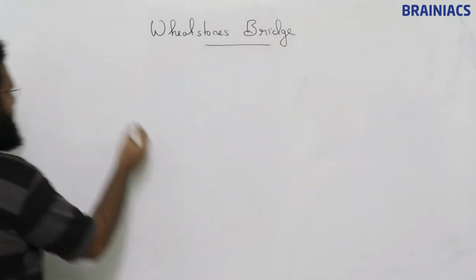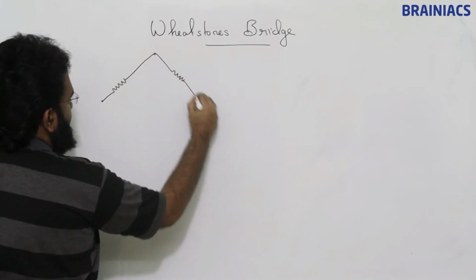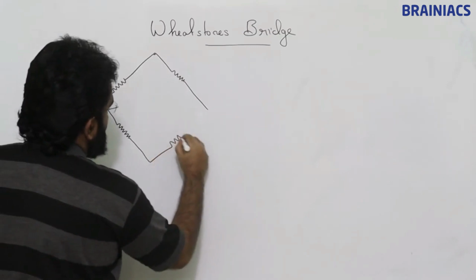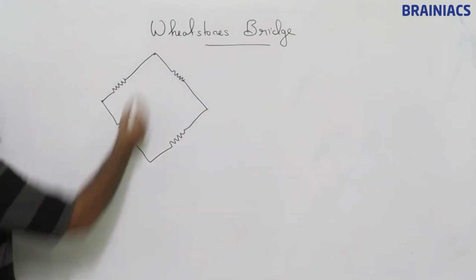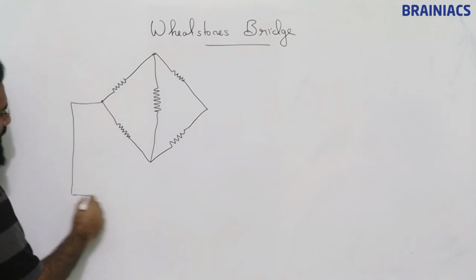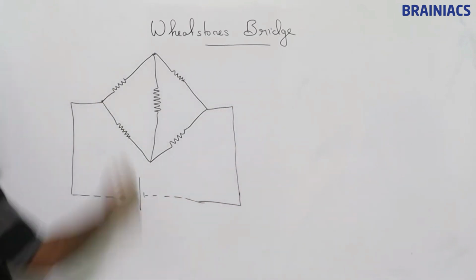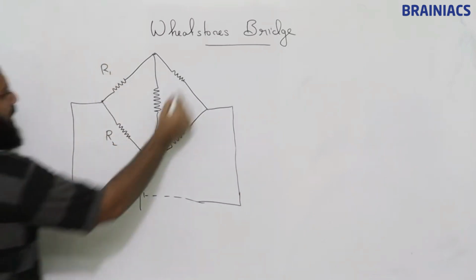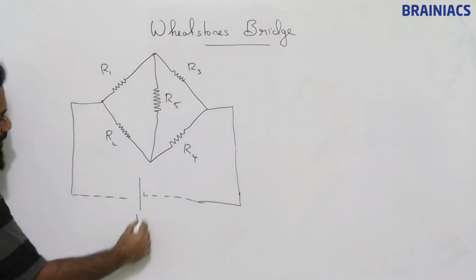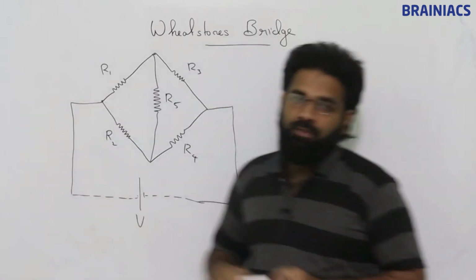Okay, so Wheatstone's bridge. Here there will be a resistance in the middle. This terminal could be connected to a battery, and this terminal also will be connected to a battery. So this is R1, this is R2, R3, R4, R5. V is the potential difference between these two battery terminals. Clear? This is Wheatstone's bridge.